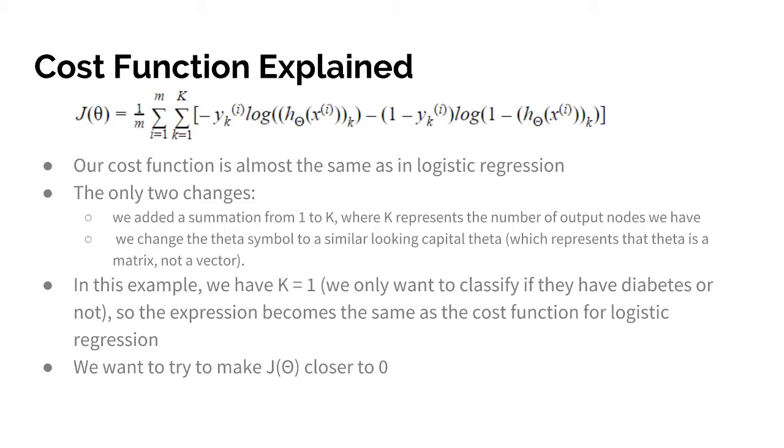In our example, k is equal to 1 because we only want to classify if they have diabetes or not. So the expression basically becomes the same as the cost function for logistic regression. And as usual, we want to try to make J(Θ) closer to 0. It just means we're less wrong.